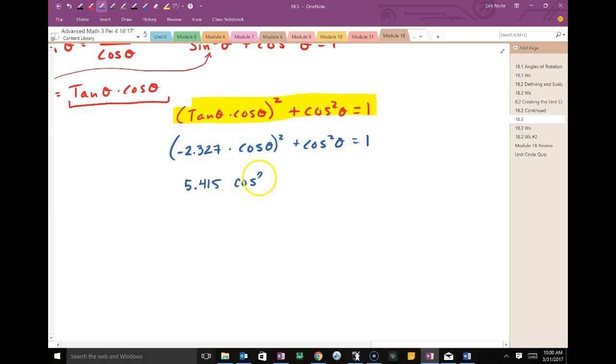Since I have a cosine being squared, I'm going to rewrite this as cosine squared. And the rest of this is going to stay the same.